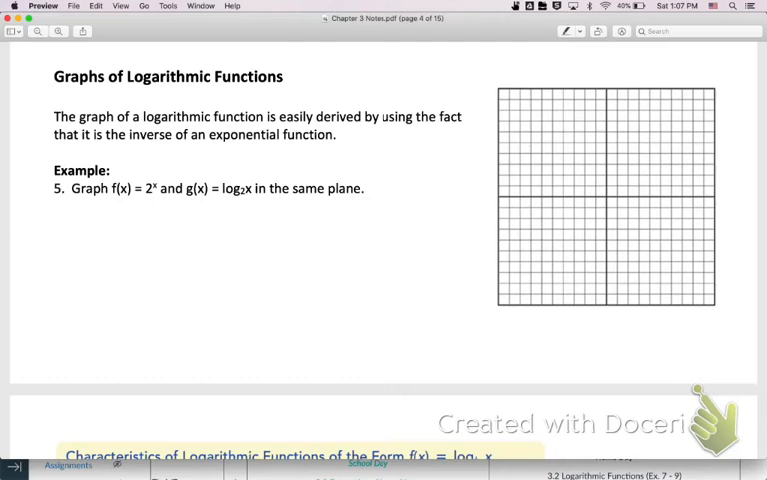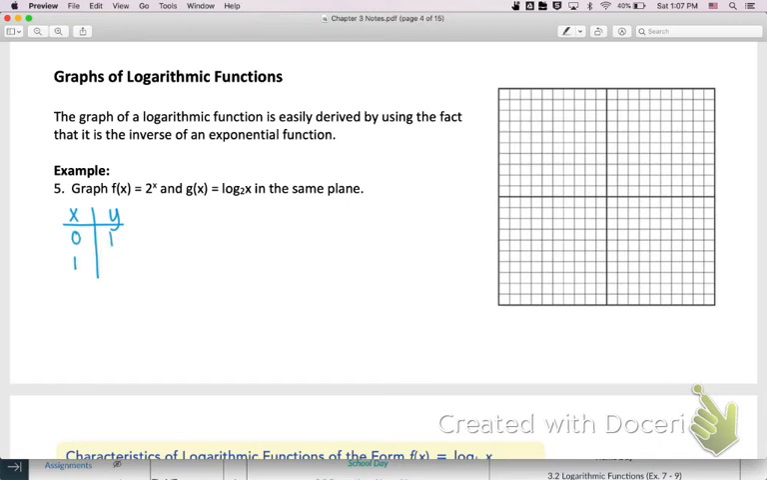And remember, if you start with one function, the inverse is just going to be the x's and y's flipped around. So we'll start by graphing the exponential function, and we've graphed this one before. Again, the easiest way is just to set up kind of an xy table. This is just a parent function. There's no transformations, so we know it has to go through 0, 1 because 2 to the 0 is 1.